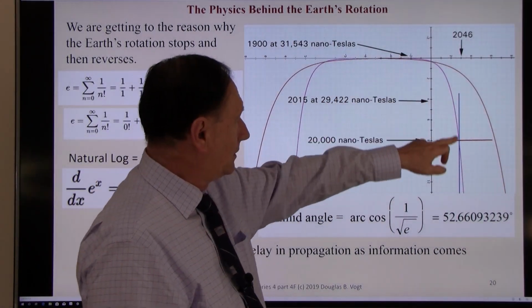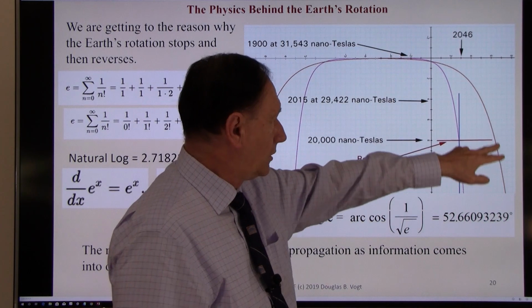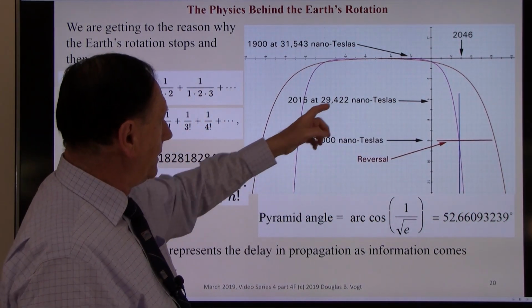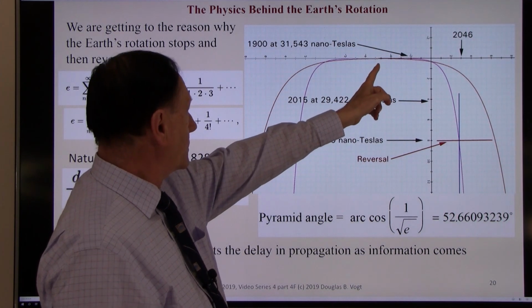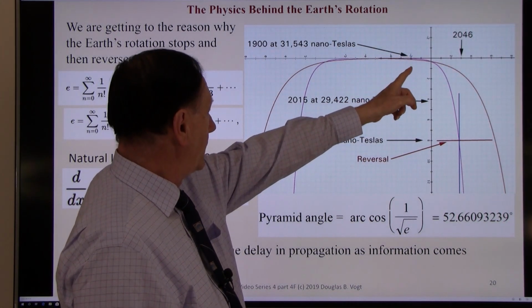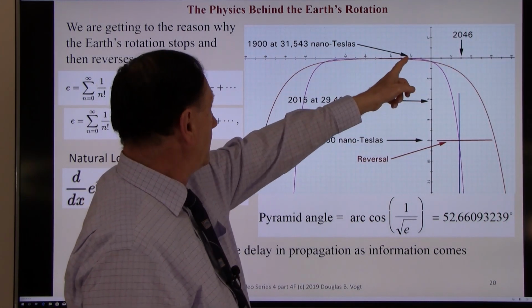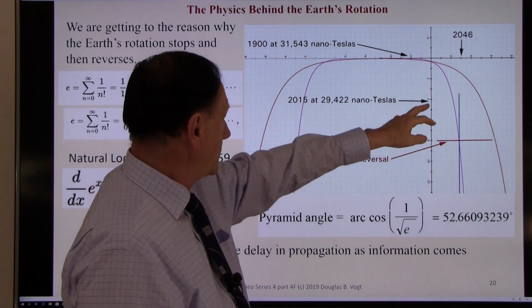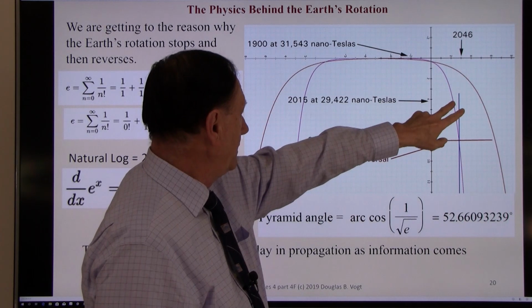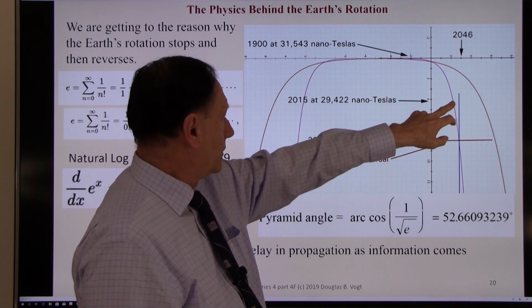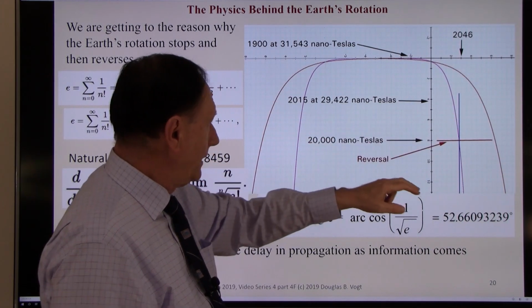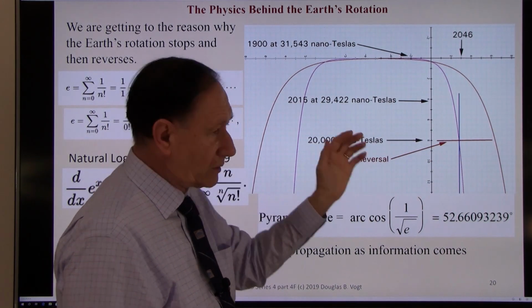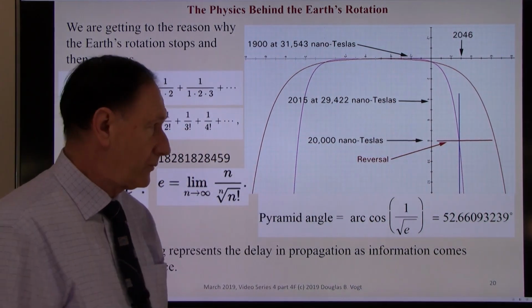This is a natural log curve where it drops off like this. There's two potentials. I showed this earlier. This is what the Earth's magnetic field was at roughly 1900, 31,543 nanoteslas. And this is where it was in 2015, 29,422 nanoteslas. It does not have to go to zero before it snaps. Could be 20,000, could be 15,000, but I've said that before in the past.